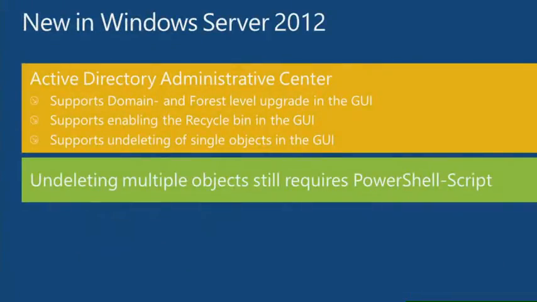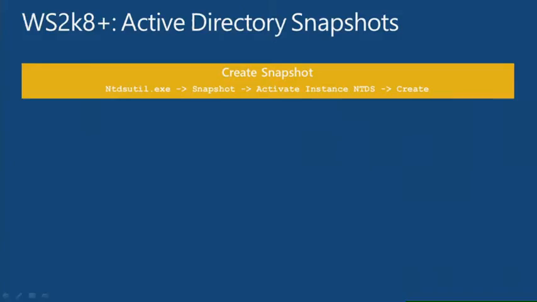In Windows Server 2008 R2, we have the Active Directory Administrative Center, and as we've shown in the session this morning, and I will also have a quick look into it, this now supports domain and forest level upgrade in the GUI. Before, we had two different GUIs, or two different nodes, where we had to go. It supports enabling the recycle bin right out of the graphical user interface, and it also supports undeleting of single objects in the graphical user interface. So let's go over to the session environment for a moment.